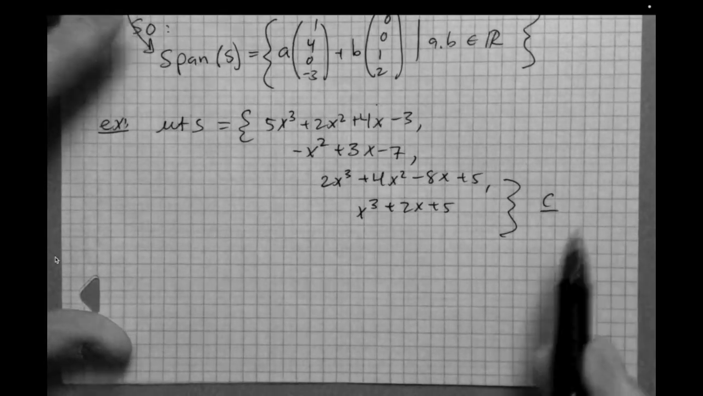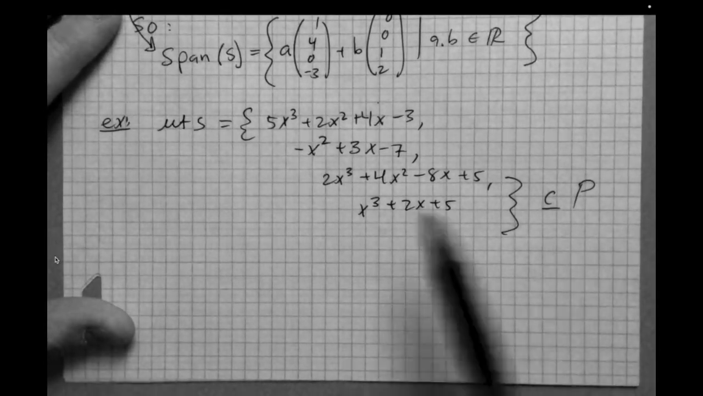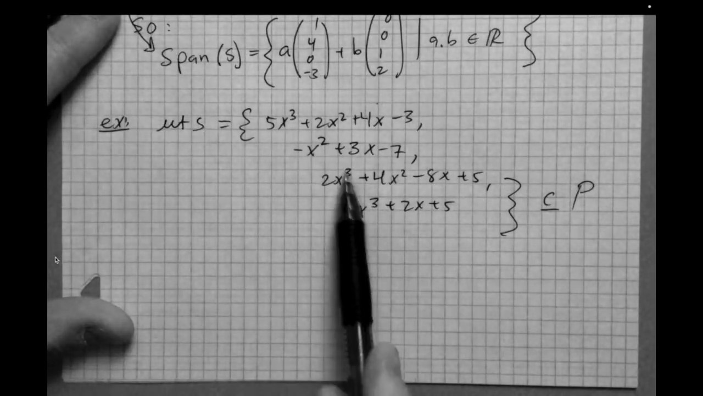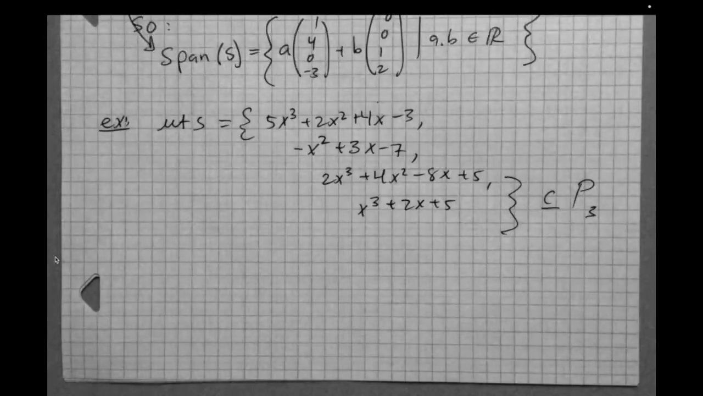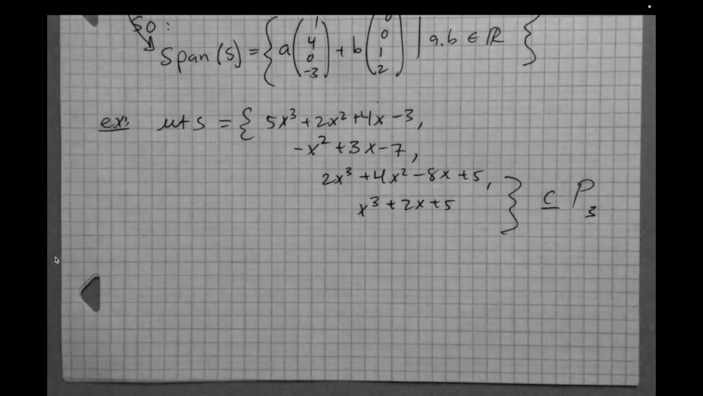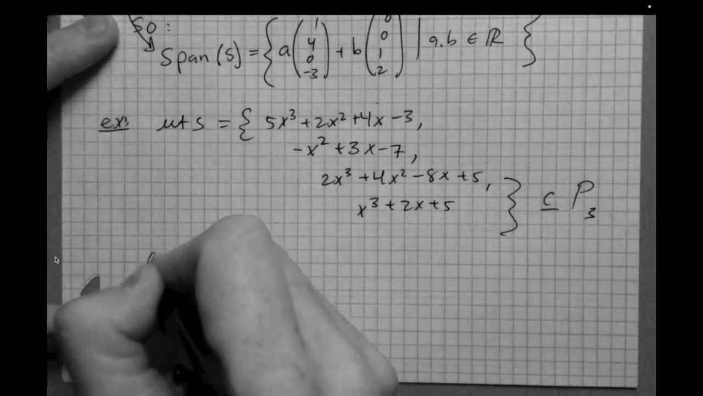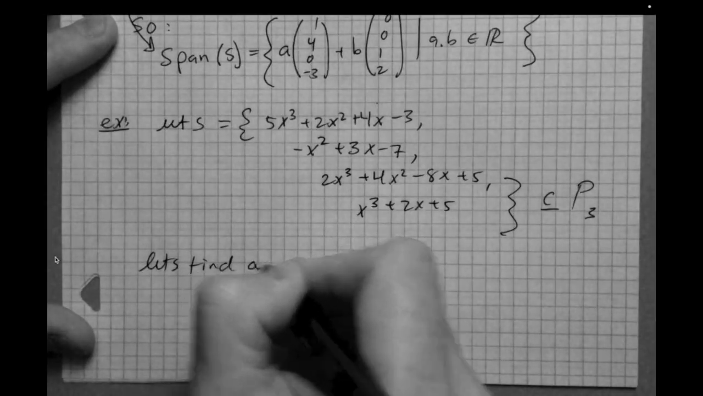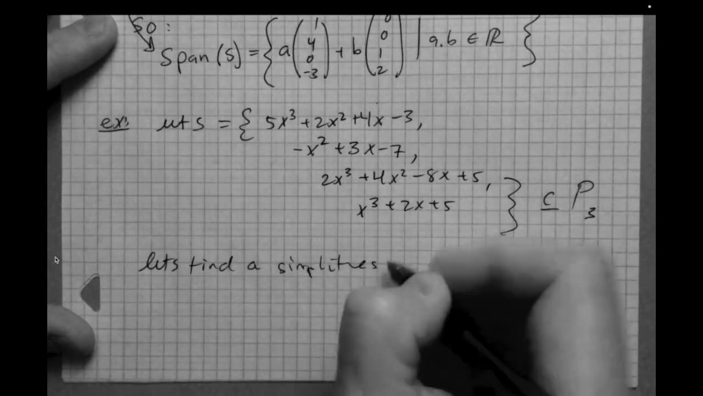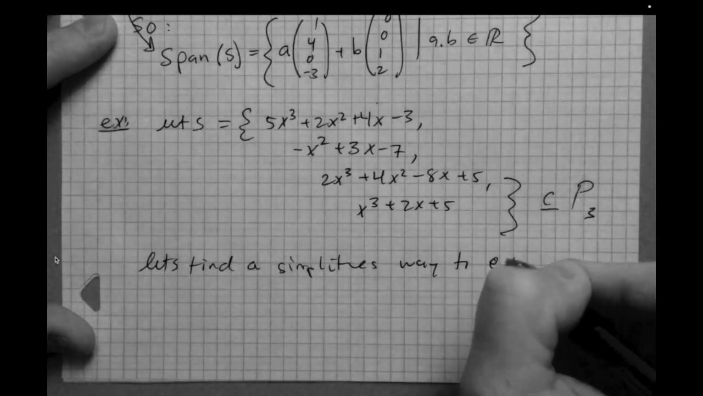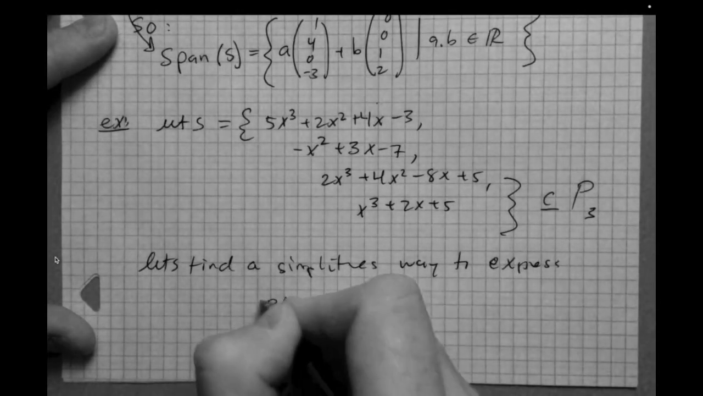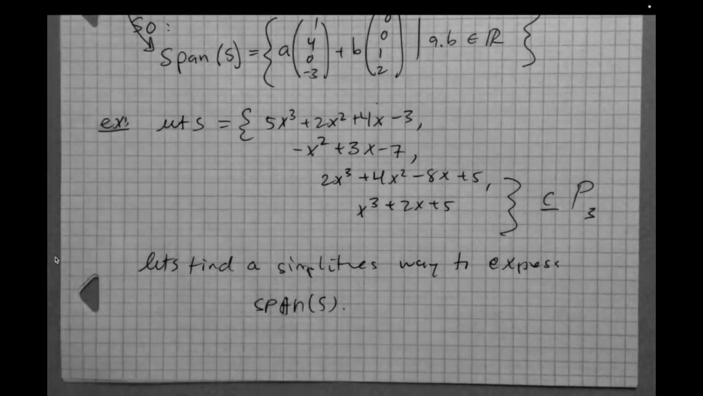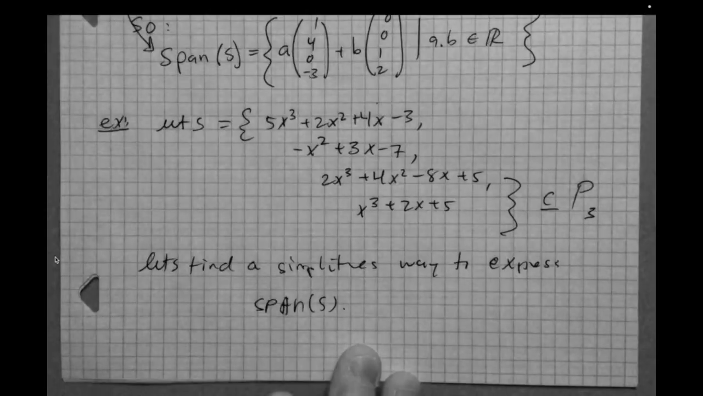And this is obviously a subset of a polynomial vector space P3, right? 3 is the highest order term here. So this set S is a subset of the vector space P3. Now let's find a simplified version of S that can still be used to represent the span of S. So let's find a simplified way to express the span of S. Okay, so that's what we're up to here.